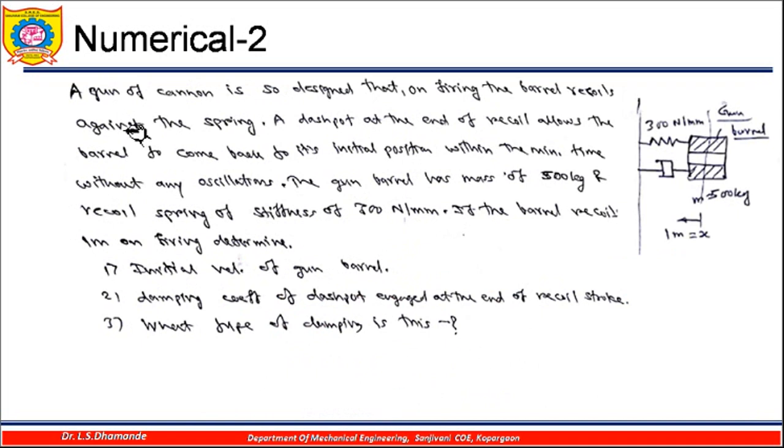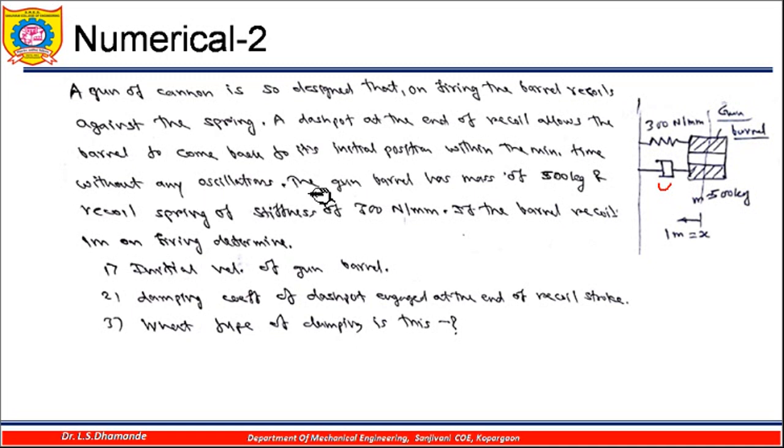In this case, it is specified that a gun of a cannon is so designed that on firing, the barrel recoils against a spring, and a dashpot at the end of the recoil allows the barrel to come back to its original position within the minimum time. So this damper allows it to come back to its initial position within the minimum time and without any oscillations. It means again it is a case of an overdamped or critically damped condition.